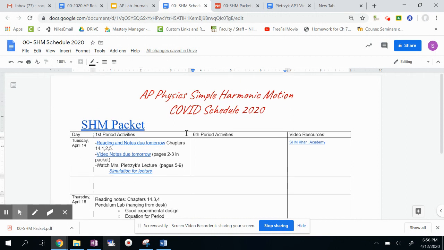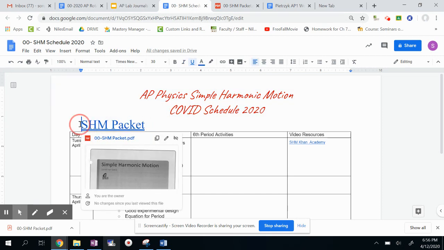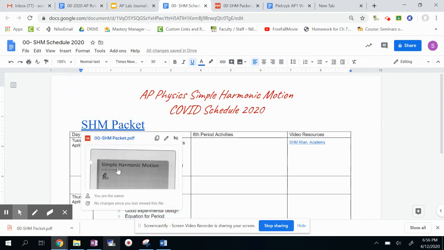This is my schedule and it's going to be posted on my website. To find the packet for simple harmonic motion, you click this giant SHM packet and it'll take you to the packet. This is where you're going to find all of your homework assignments and the notes that I'm going to go through right now. So I am going to start the notes on page, let this thing load.